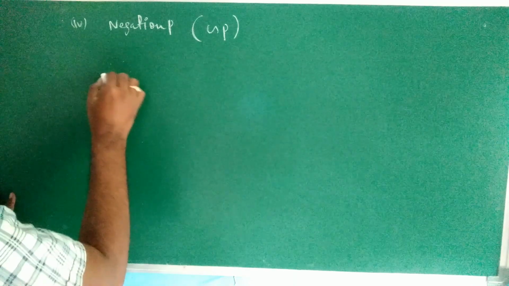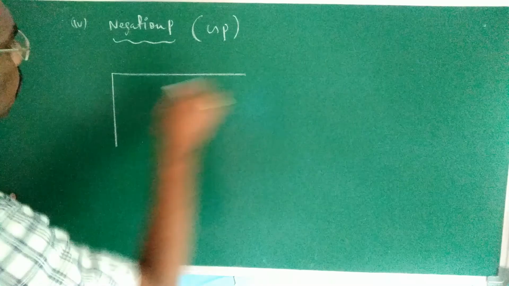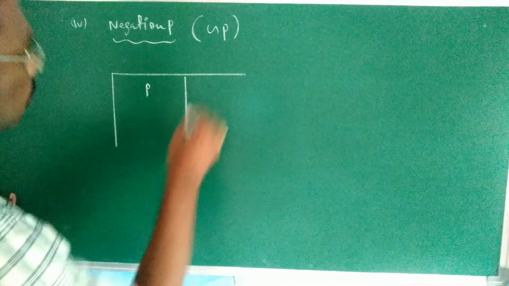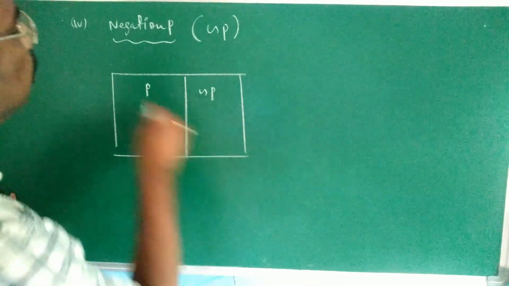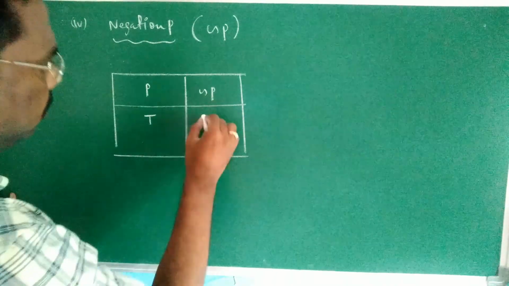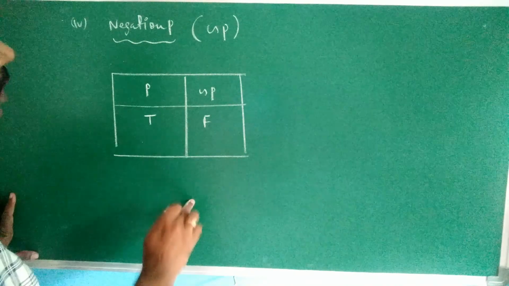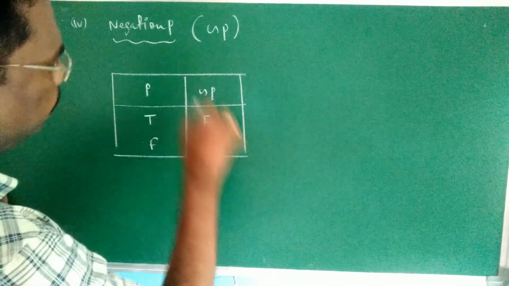Truth table for negation P. Negation P. Now here negation P. Okay, now P and also negation P. Okay, now P is true, negation P false. Negation P means not P. Now here false and here also true.